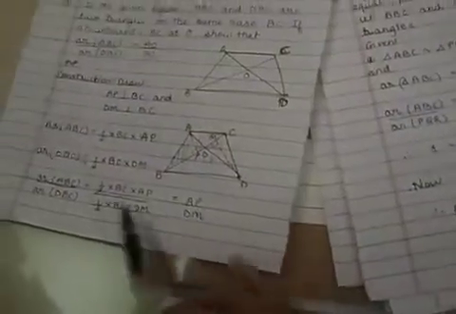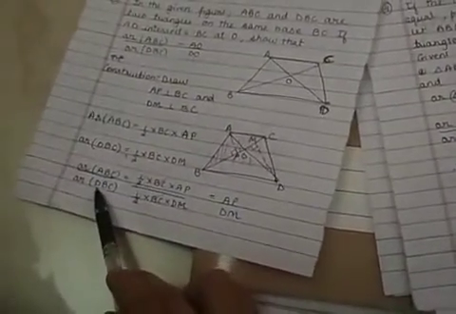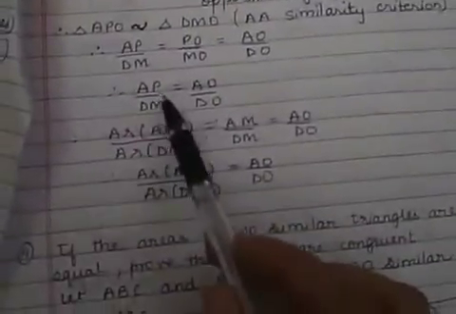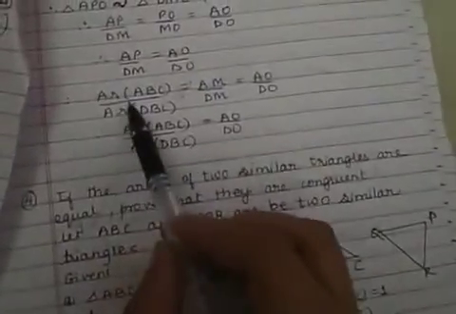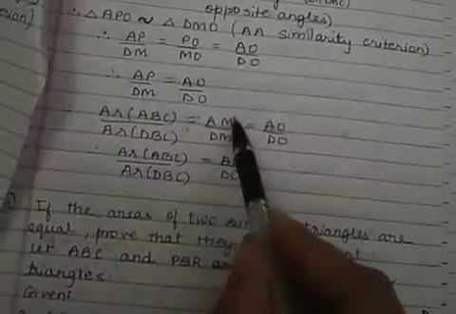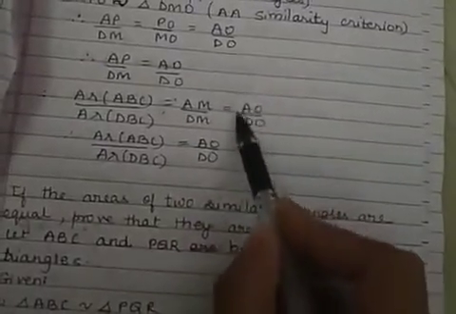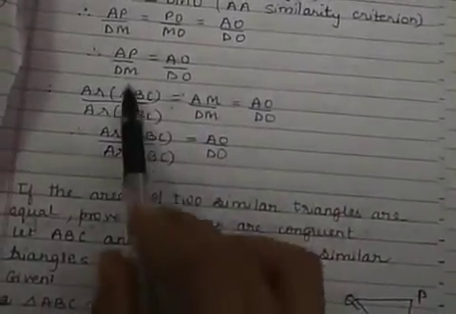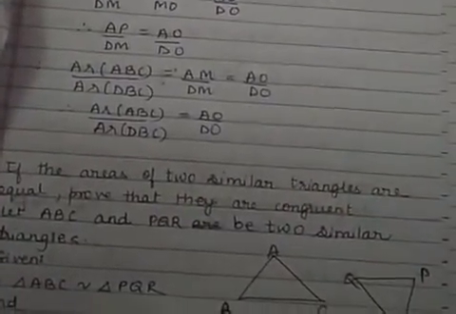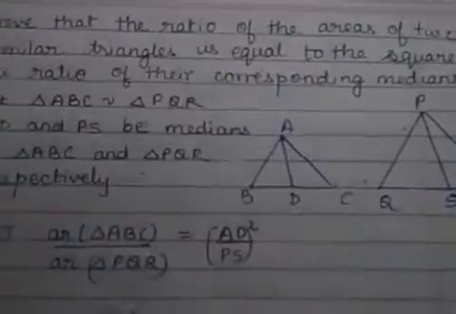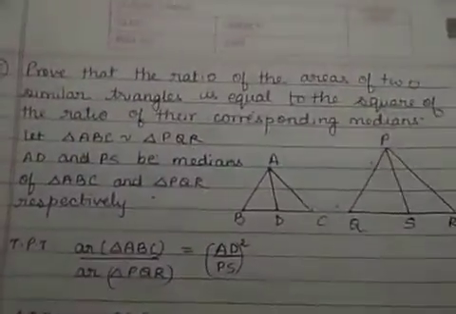So now here, area of triangle ABC upon area of triangle DBC is AP upon DM. And from here we get AP upon DM is equal to AO upon DO. So I can say area of triangle ABC upon area of triangle DBC, which is equal to AP upon DM, will be equal to AO upon DO. So this will be equal to this. So hence we have proved what is asked to be proved. Now let us take the next example.